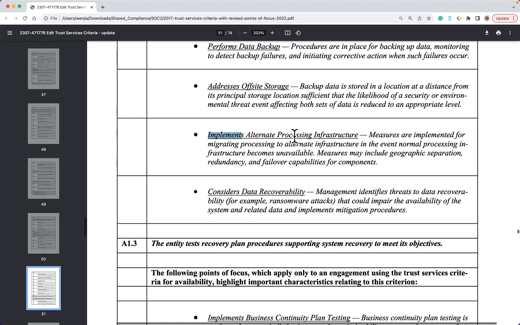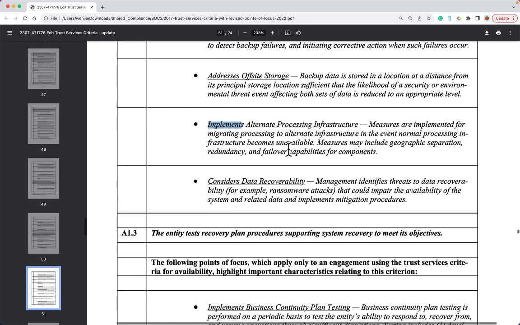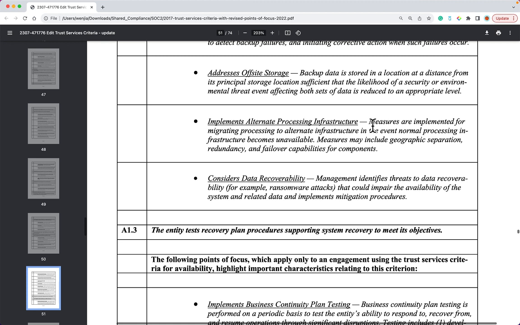Next one, implements alternate processing infrastructure. Measures are implemented for migrating processing to alternate infrastructure in the event normal processing infrastructure becomes unavailable. Measures may include geographic separation, redundancy, and failover capacity for components. So this point implements alternate processing infrastructure.